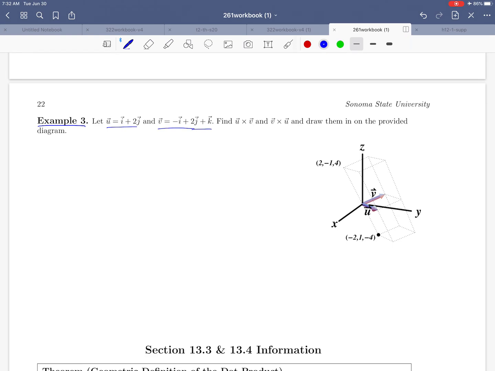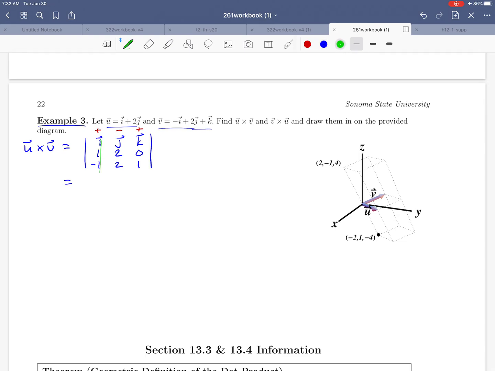Now let's start with u cross v. If we do that calculation, we're going to be doing a determinant, i, j, k. The first thing we'll write is the components of u, so 1i plus 2j, and there's no k, so the k component is 0, and then v, negative i plus 2j plus 1k. We need to calculate that determinant, and remember the signs again, plus minus plus. We'll follow this process, maybe a little bit more quickly than we did on the previous page.